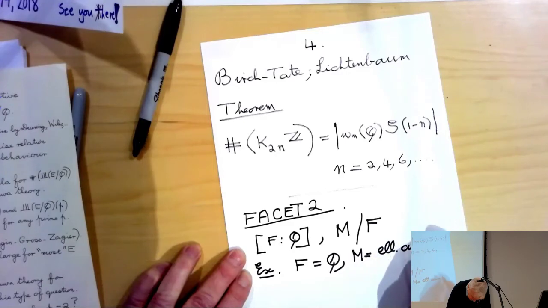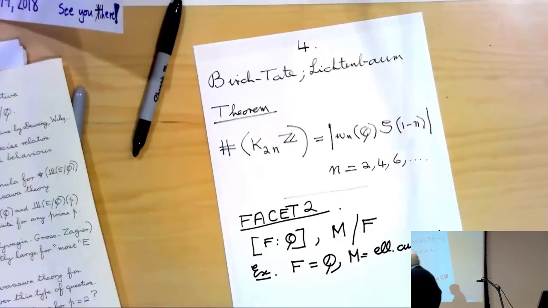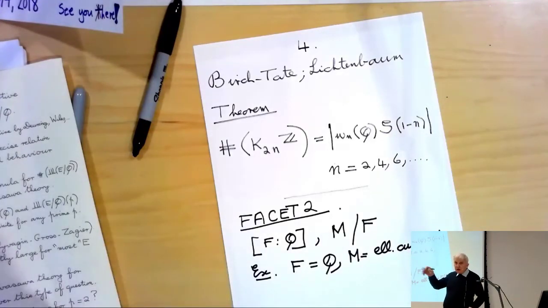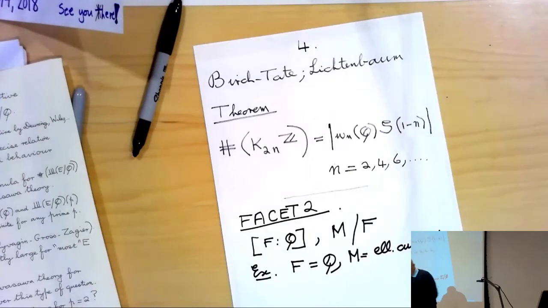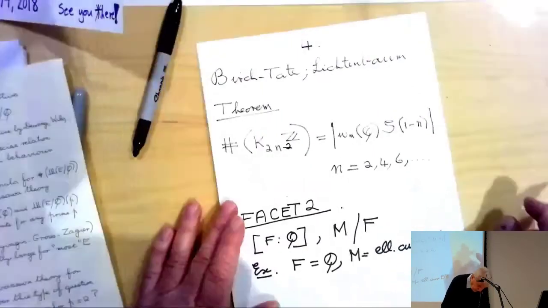John, yes? In that formula, is it K_{2n-2}? Sorry? K_{2n} minus 2? You're right. I'm sorry. It is K_{2n-2}, K_2 times (n minus 2) times (n minus 1). Yeah, I'm sorry. That is absolutely right.